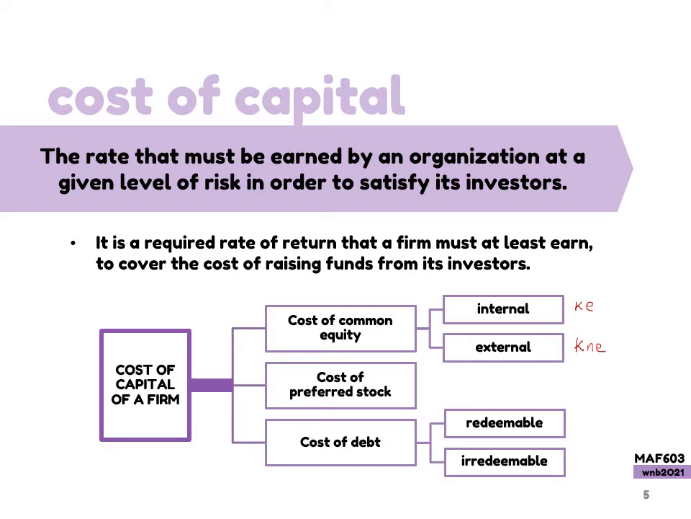The second type of cost of capital here, we're going to compute the cost of preferred stock or the cost of preference share. This one is KPS. The last group is the cost of debt, which we have the redeemable or irredeemable debt. Cost of debt is KD.